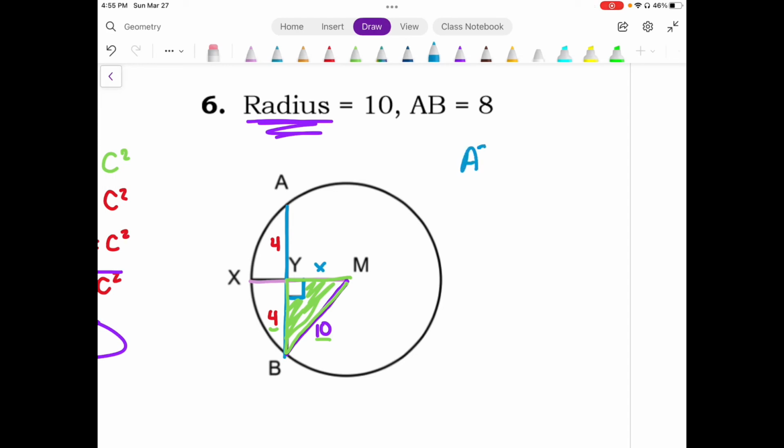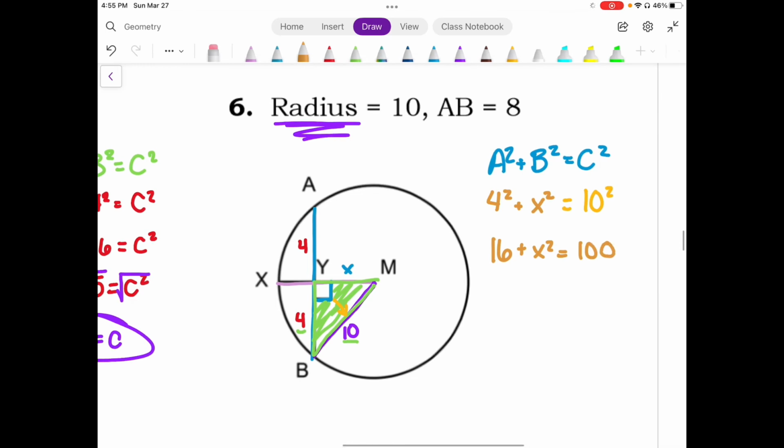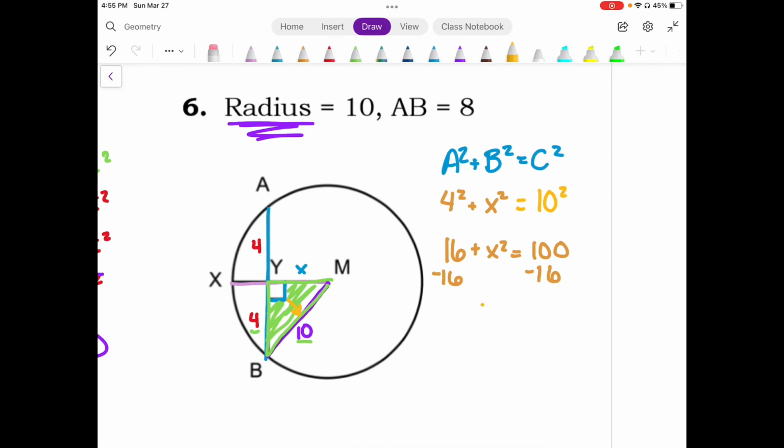So I'm going to do Pythagorean theorem. A squared plus b squared equals c squared. In this case, my hypotenuse, or my c, is opposite my 90, which in this case is 10. So this will be 10 squared equals, and a and b will be interchangeable. So I'm going to go 4 squared plus x squared, because that's the side we need to find. 4 squared is 16 plus x squared equals 10 squared is 100. Subtract 16. And I get x squared is equal to 84.